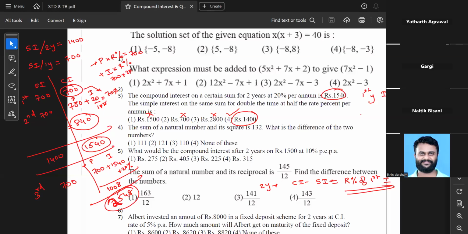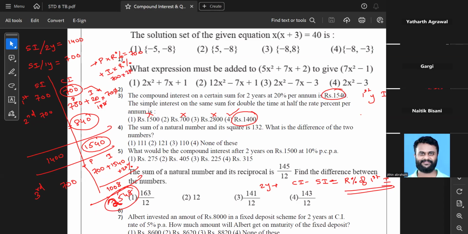Do you agree with me? Yes, sir. So in this case, half will be 770. So the first year's interest will be definitely less than 770. Do you agree with me? Yes, sir, for compound interest, yes, sir. For compound interest, yes, it will be less than 770.